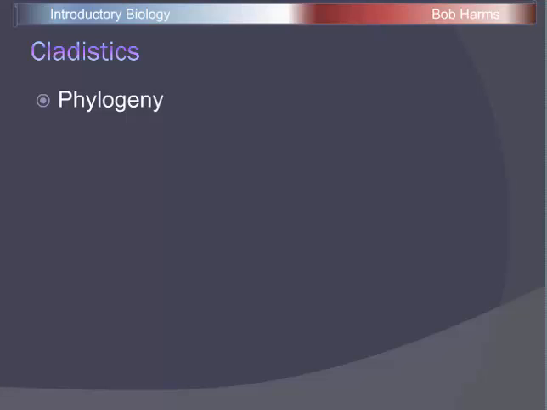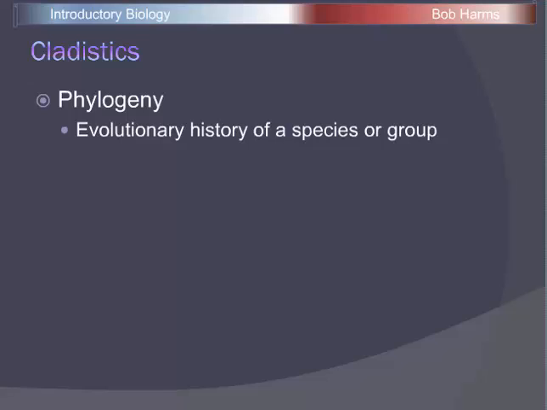If you're in the field of systematics, what you're trying to generate is what's called a phylogeny. A phylogeny represents the evolutionary history of a specific species or a specific group. So maybe I want to look at the phylogeny of humans, for example, and look at our evolutionary history and all of our ancestral species that might have existed.